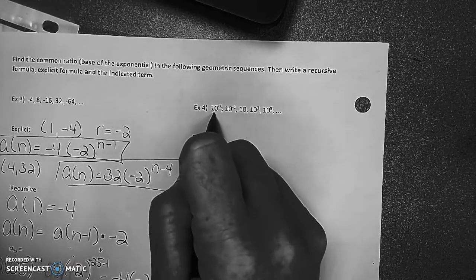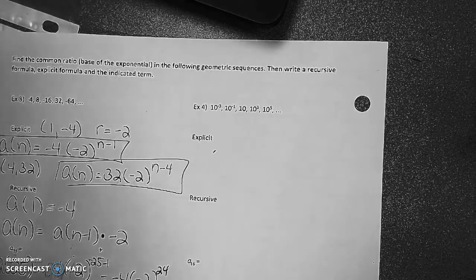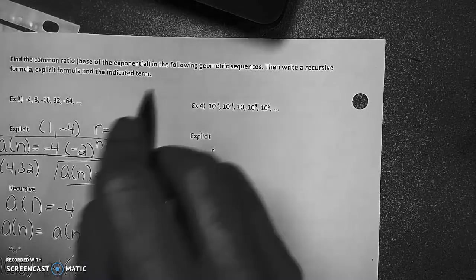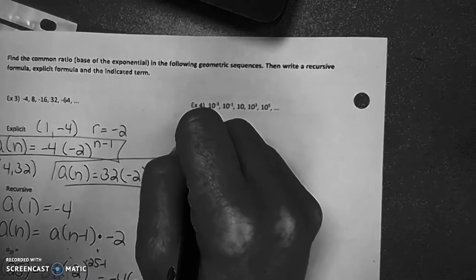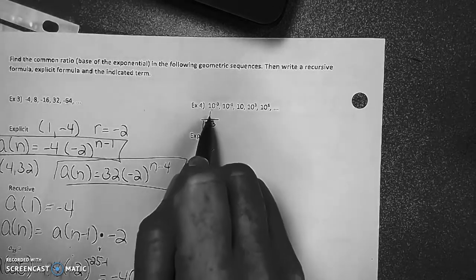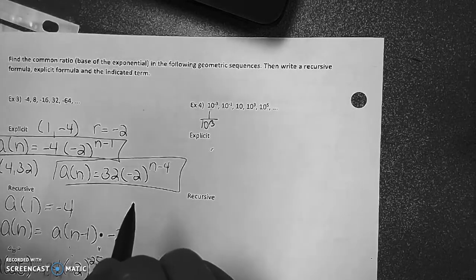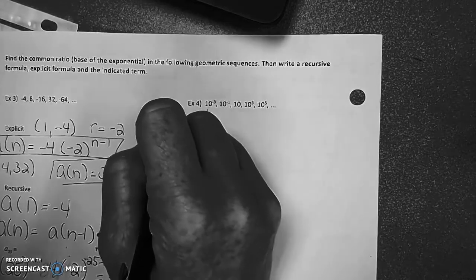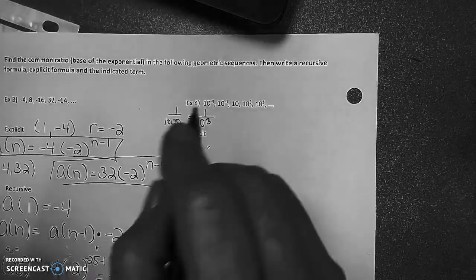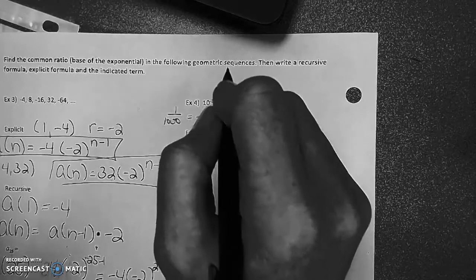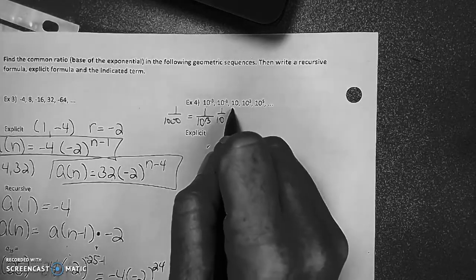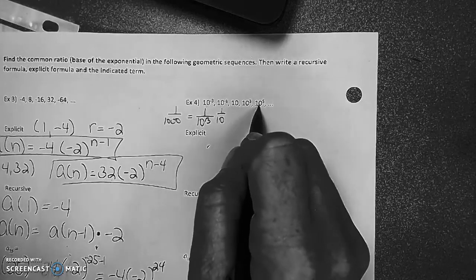So first I see 10 to the -3, and I want to remind you what this means. Do you guys remember what a negative exponent means? It actually sends that to the denominator. So 10 to the -3 is the same as 1 over 10 cubed, and 1 over 10 cubed is 1 over 1,000. And then 10 to the -1 is really 1 over 10. And then 10, and then 10 cubed, and then 10 to the 5th.